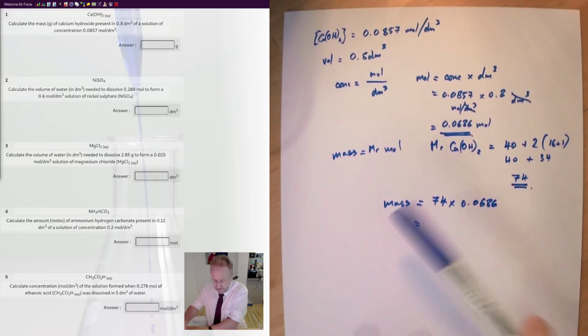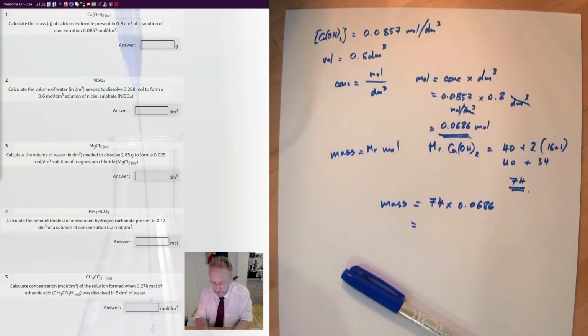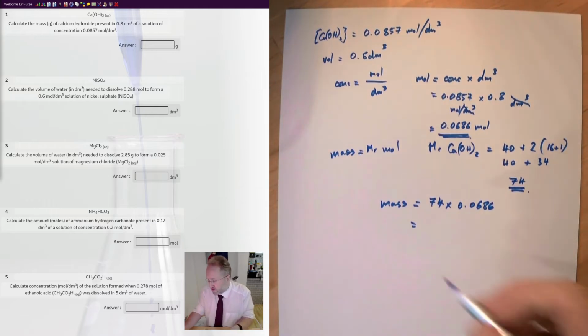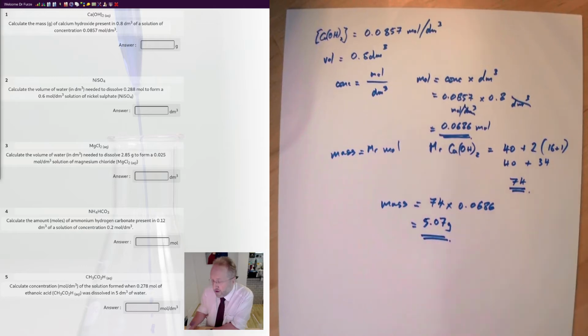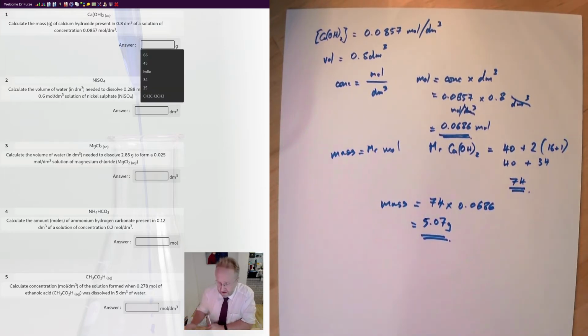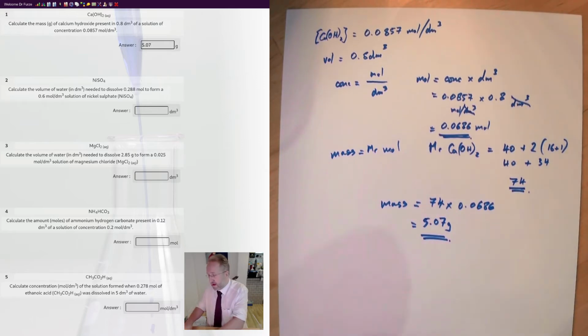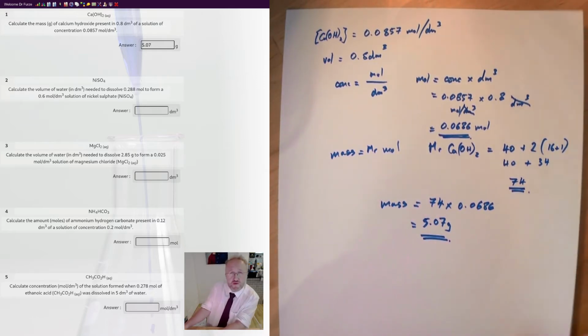0.0686, which is multiplied by 74. And that's going to be 5.07. So there are 5.07 grams of calcium hydroxide dissolved in the 0.8. Okay, so 5.07, let's enter that into the right place. Okay, now question 2.